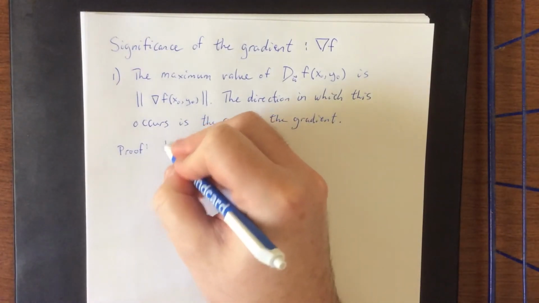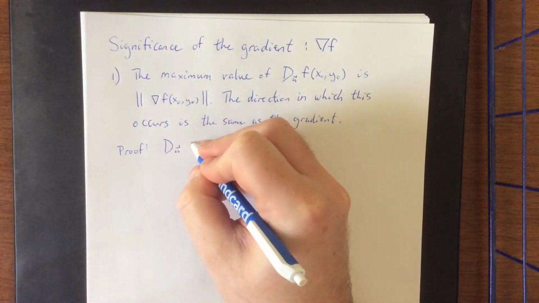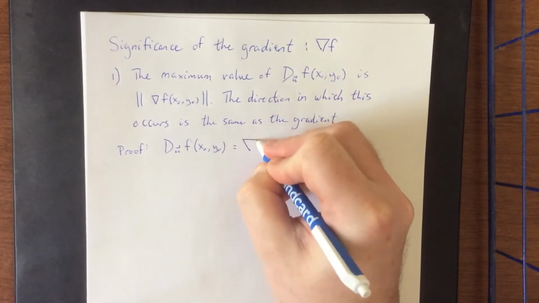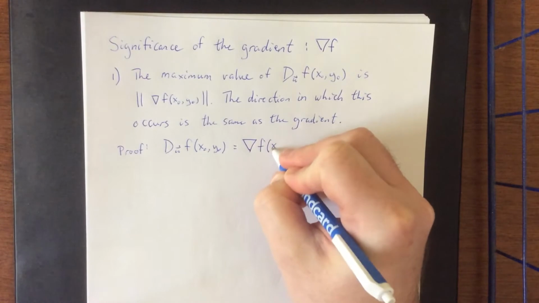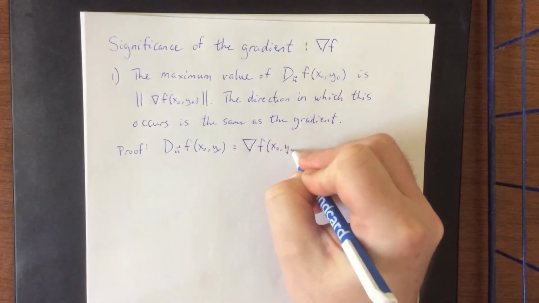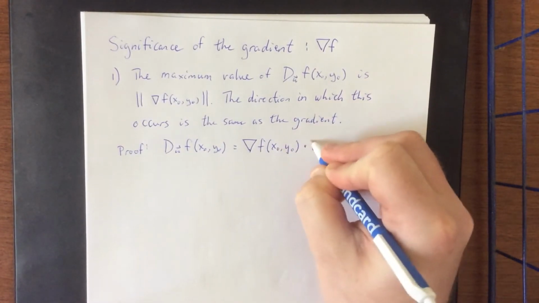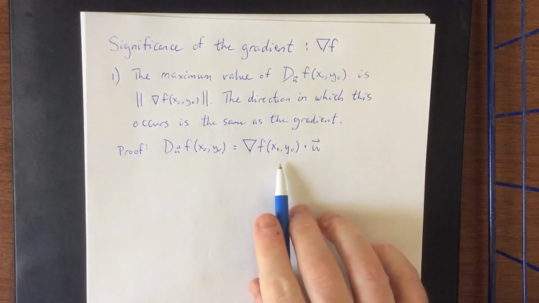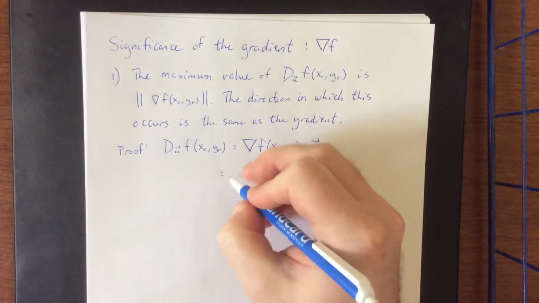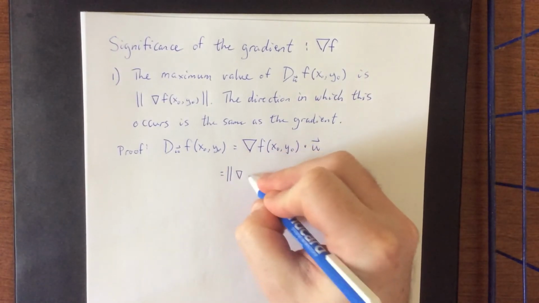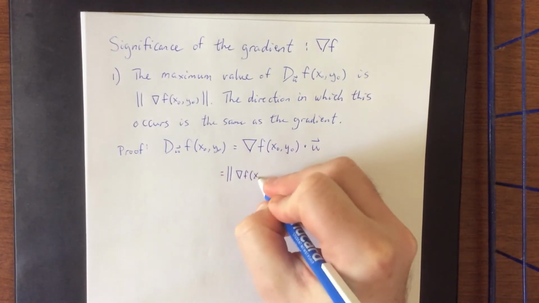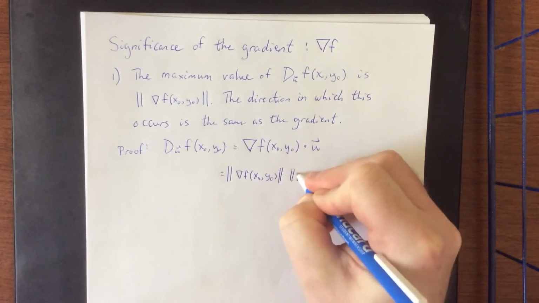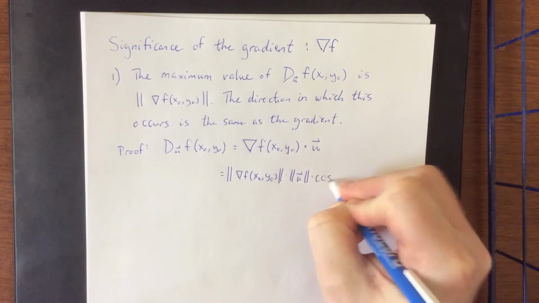So if we consider the directional derivative of a function at a given point, we defined in the last video that that is equal to the gradient vector dotted with our given unit vector. Now, from a previous chapter, if we have the dot product of two vectors, that is the same as the magnitude of these two vectors times the cosine of the angle in between them.